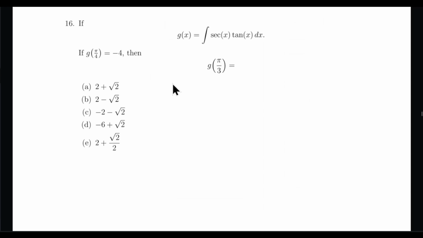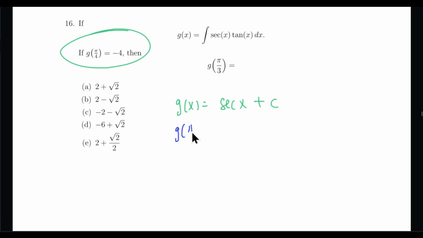Here we are given g(x) is the integration of secant tangent and g of pi over 4 is this, then what is g of pi over 3? Coming on to trig rules here, guys, I hope you remember what is the integration of secant tan. If you do not, you can think about it the other way, that when you differentiate secant, you get secant times tangent. So if you reverse engineer, you will end up with secant. So g(x) is secant x plus c, because this is not a definite integral. And that's why they gave this piece of information so we can figure out what c is.